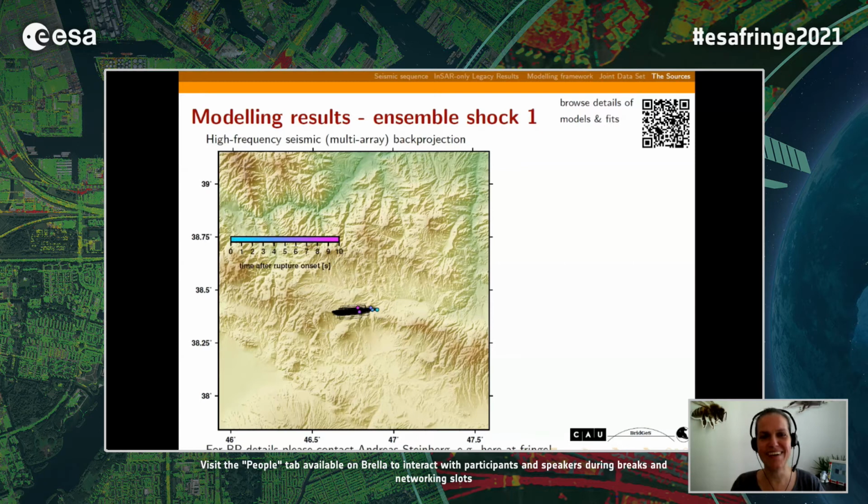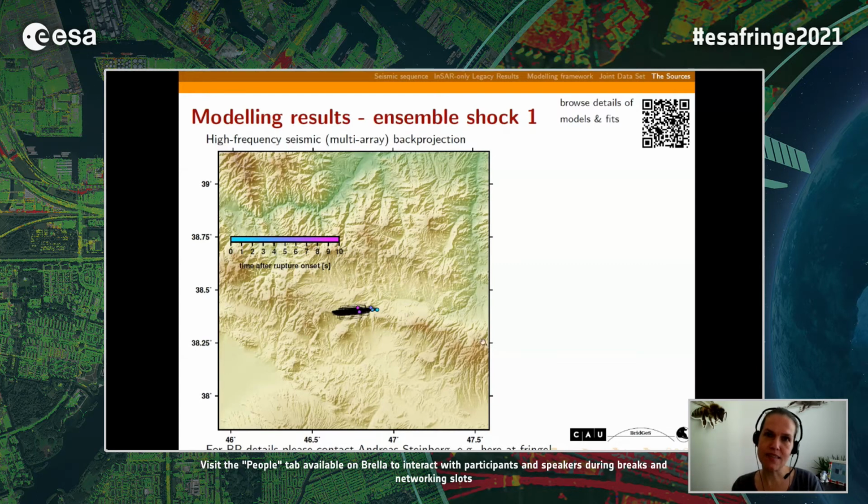Thank you. So what we see here are some back projection results. This is something completely independent. We're using seismic waveforms and projecting the energy back to the source. These results were provided by Andreas Steinberg. He is with us, so you can contact him if you want to know the details. What you see here is that the rupture seemed to have started in the east and then propagated westward. And these seismic results also fit very nicely to our source locations. Next slide, please.